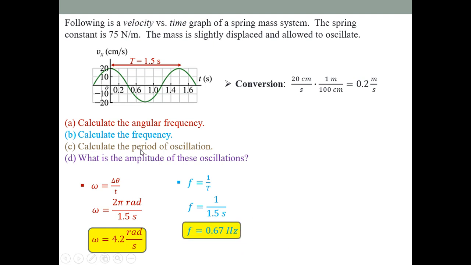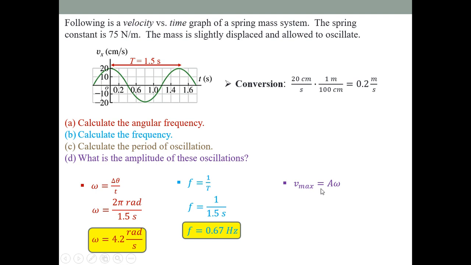Okay, let's move on to part C. Part C has us define the period, which we already did in part A. So therefore, the period is just 1.5 seconds. All right, so no calculations there needed. For part D, it has us find the amplitude. To find the amplitude, hopefully you're familiar with all these harmonic functions.